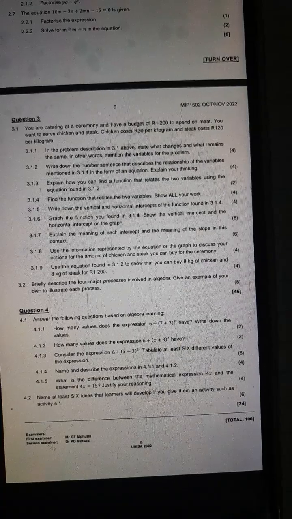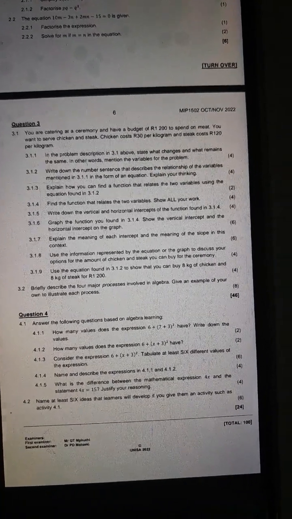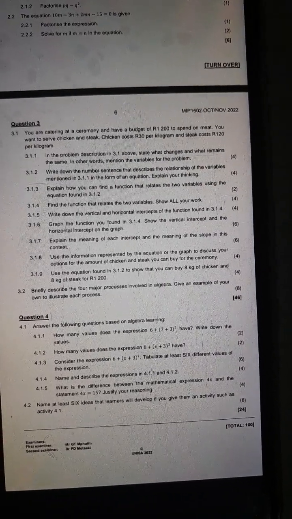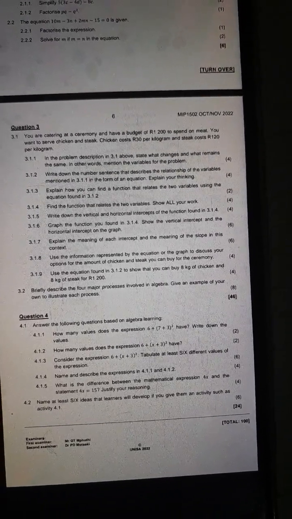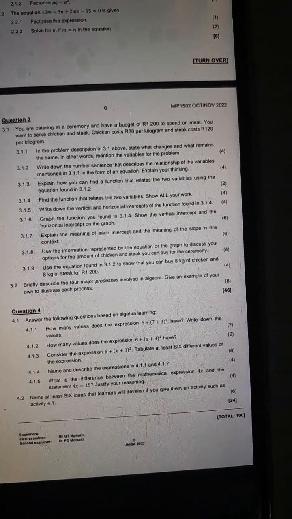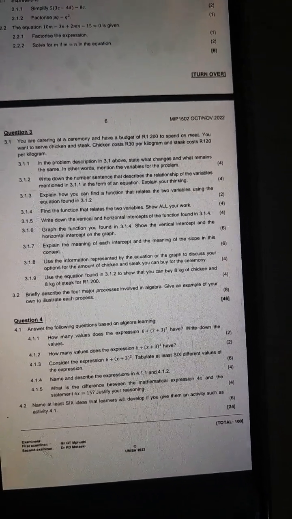In such questions, guys, you just have to know the word problems, because the first question requires you to write the variables. You just have to know what variables are: your independent variable, your dependent variable, the constants. Just be very careful of such.